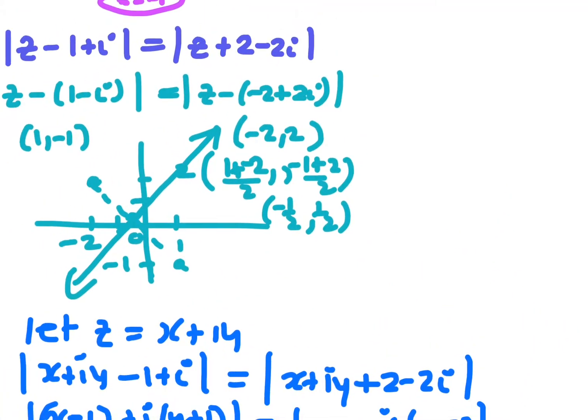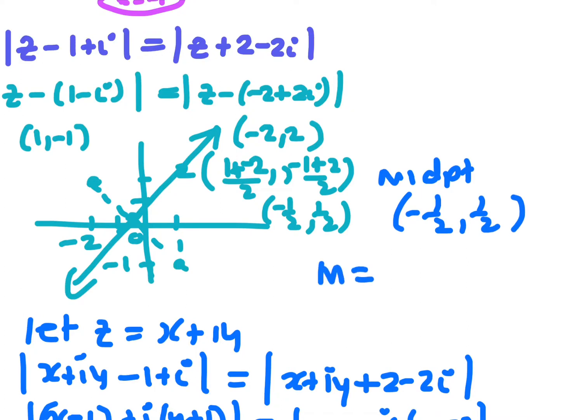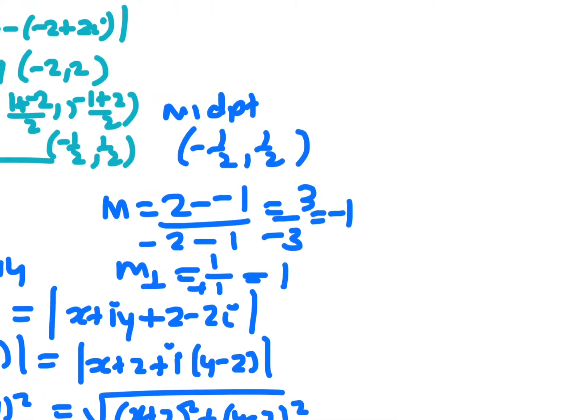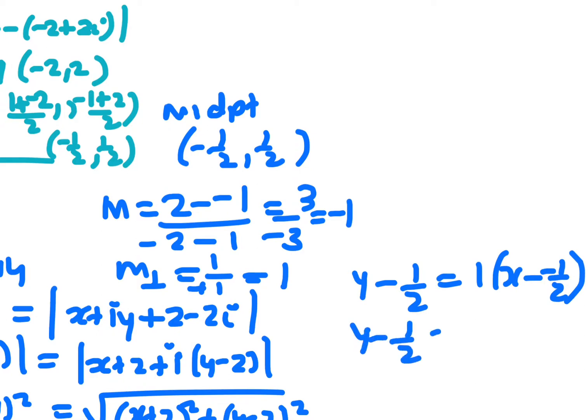The other way of getting this is to take the midpoint, which is minus a half, and then find the gradient between those 2 points. So you do 2 minus minus 1 over minus 2 minus 1. 3 on minus 3, you end up with minus 1. So the perpendicular gradient would be minus 1 over minus 1, so it would be 1. And then once you've got that, you just go y minus a half equals 1, x minus minus a half. So it's y minus a half equals x plus a half.